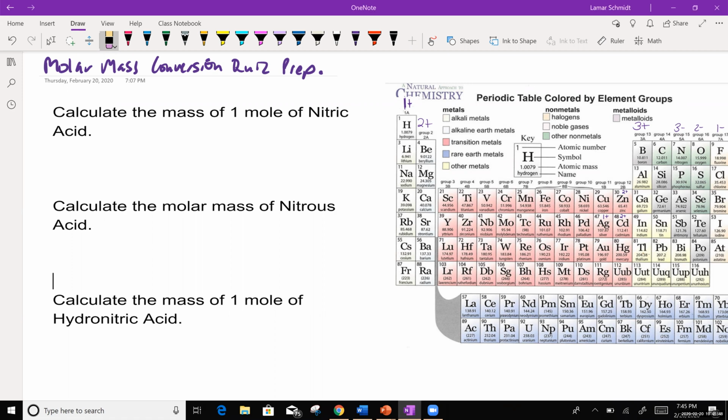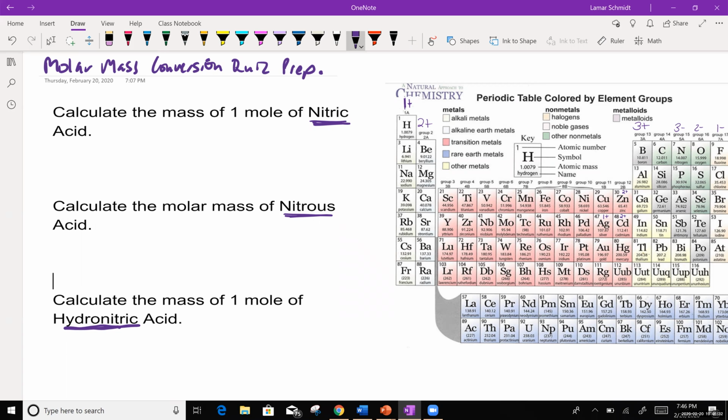Okay, so first things first, we're going to look at these acids here. One thing we need to pay attention to is the types of acids that we have. We have nitric acid, nitrous acid, and I put hydronitric acid. I purposely put something very similar so that we could see the differences and identify what we need to do here.